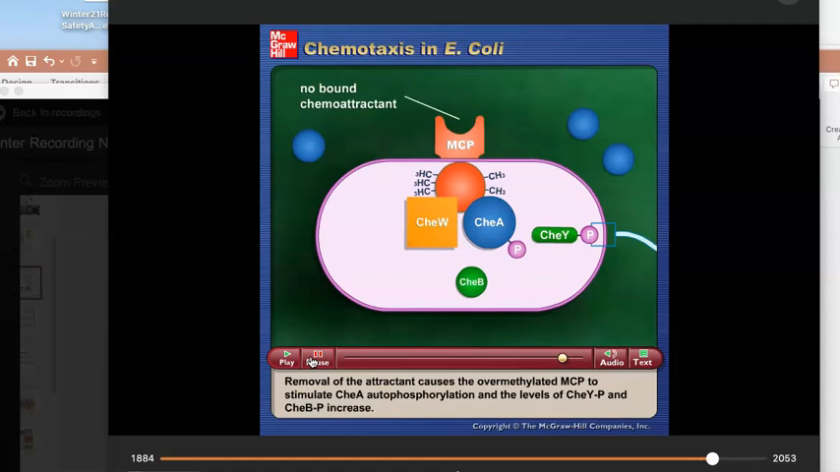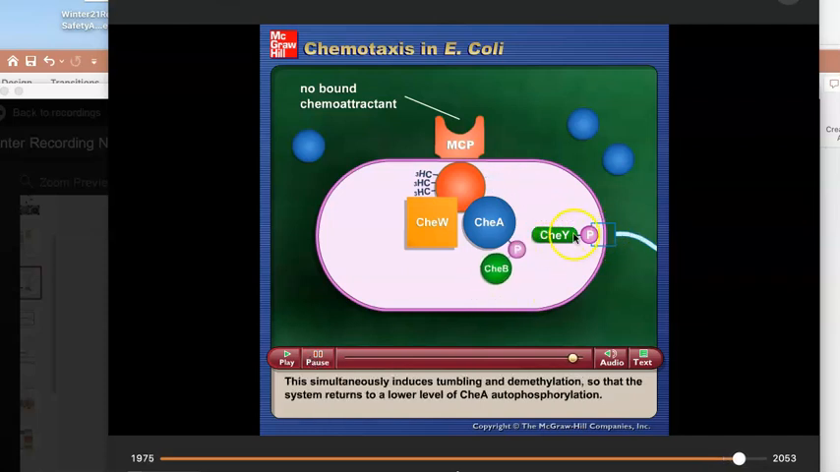And of course the opposite then happens, where CheB will win if there's no chemical attractant bound. And of course, more frequent CheY binding will continue the clockwise rotation.